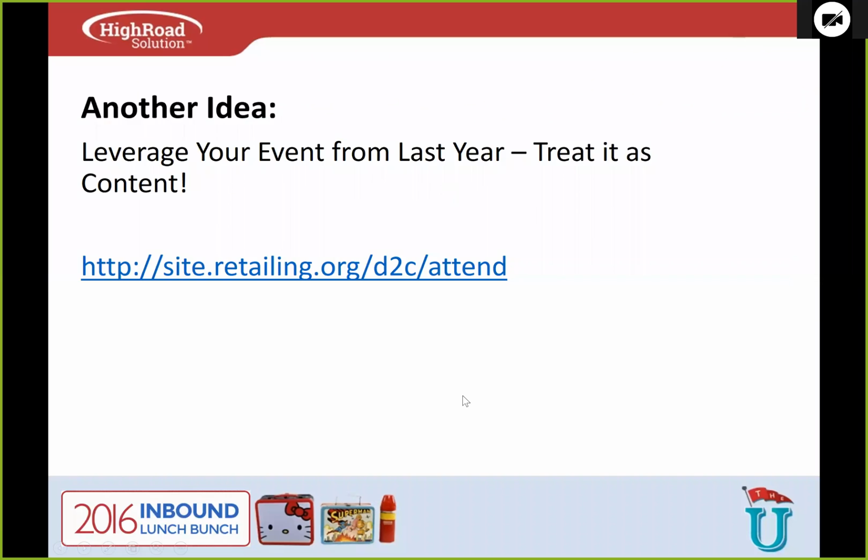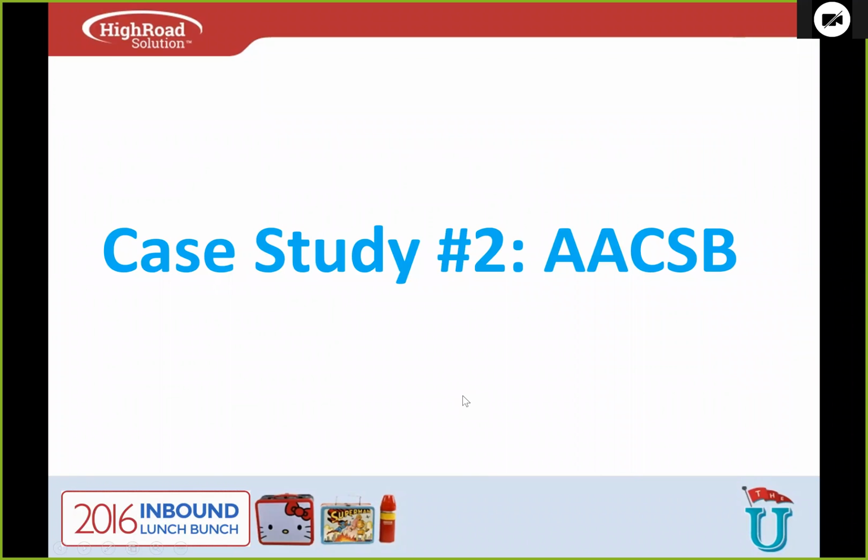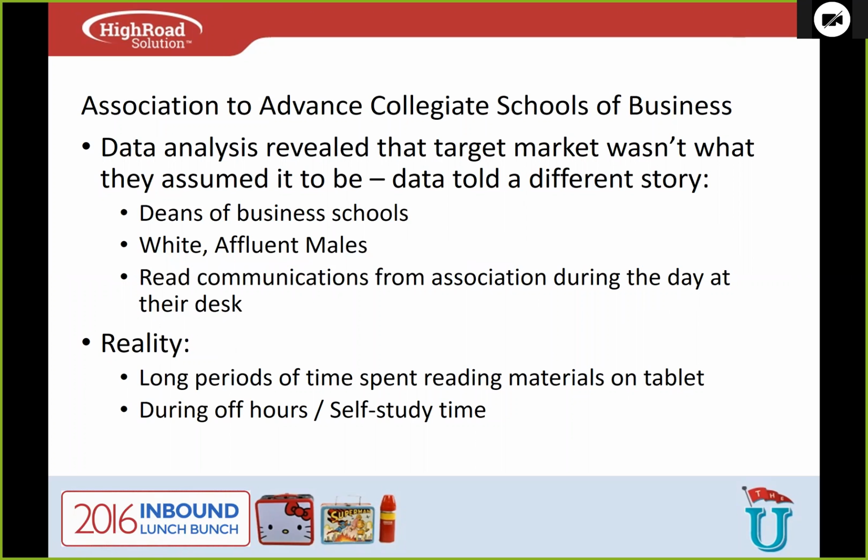So our second case study is AACSB, the Association to Advance Collegiate Schools of Business. I'm sharing this insight because it's really interesting. They essentially had a sense that they were creating a new marketing email communications vehicle for their membership.